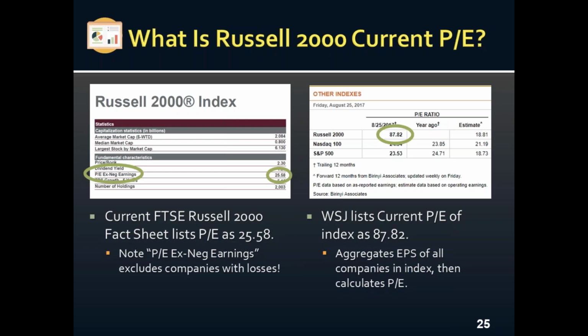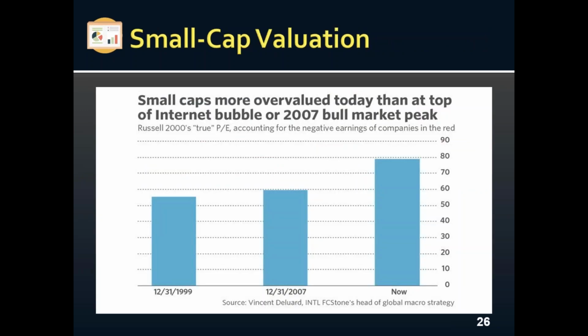So at the same time as Russell is showing the PE without negative earnings at 25.58, the Russell 2000 is showing the PE ratio as 87.82. So that is a significant difference, and that is again based on trailing earnings, but that's significantly different than 25. In that article, Vincent Delaird, who was the head of global macro strategy at a firm called International FC Stone, looked back at the Russell 2000's true PE at the peak of the 2007 bull market, at the top of the internet bubble in 1999 on the far left, and now on the far right. And so you can see that PE ratio now is much higher than the peak of the internet bubble or the peak of the 2007 bull market.